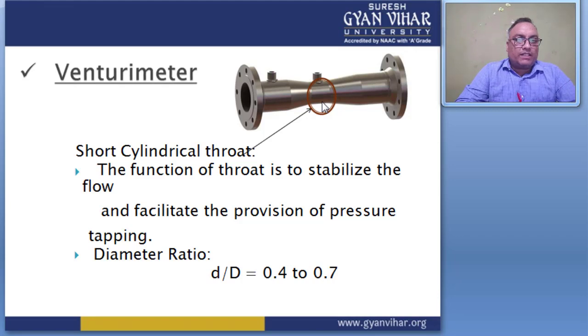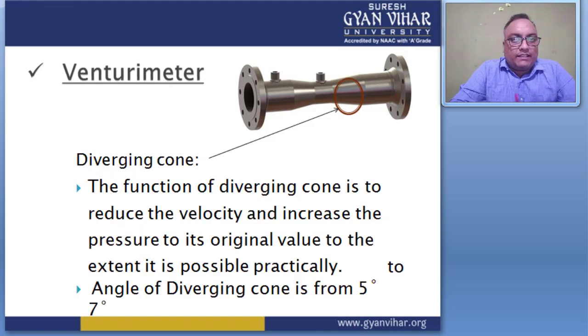For this, the diameter ratio, small d by capital D, is 0.4 to 0.7. So for this case, we provide the function of the throat to stabilize the flow inside this venturimeter. And this is the third section of this venturimeter.